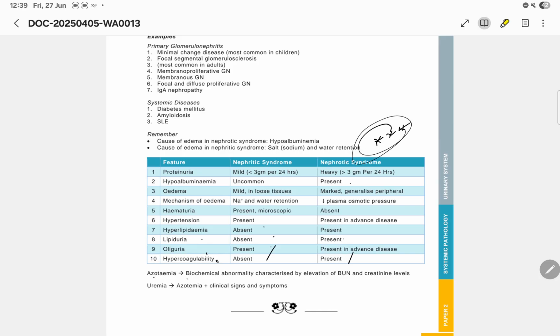There is a word called azotemia which is seen in nephritic syndrome. It is a biochemical abnormality characterized by elevation of BUN and creatinine levels. Uremia is azotemia plus clinical signs and symptoms. That's why azotemia progresses to uremia, which is present in nephritic syndrome.